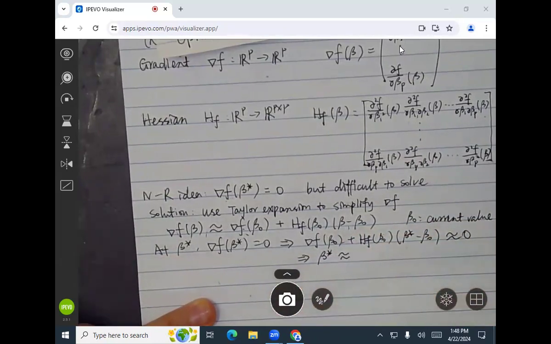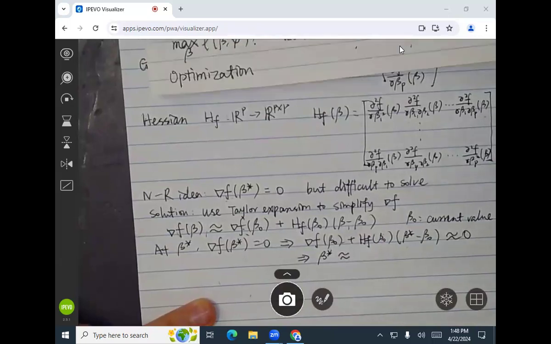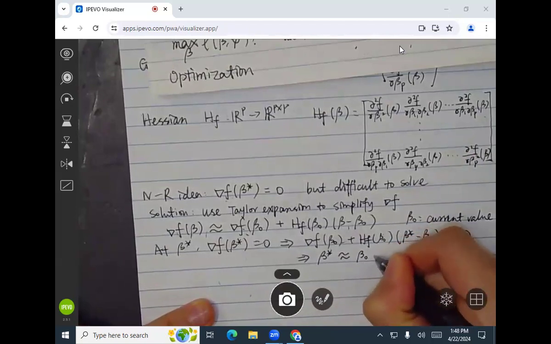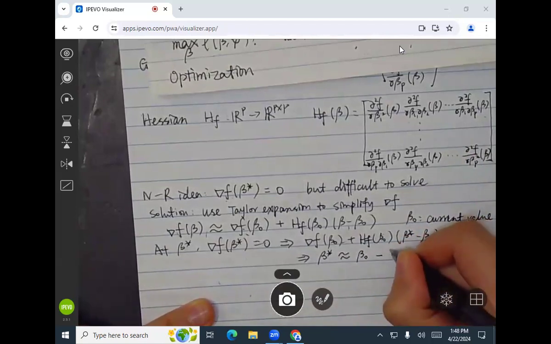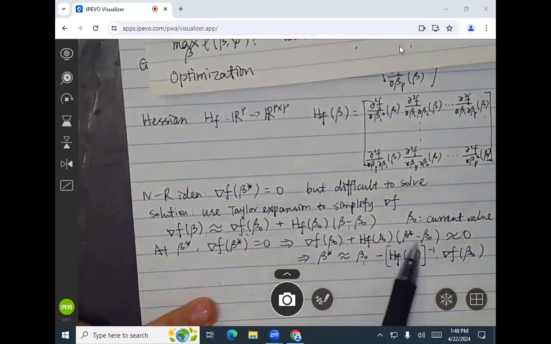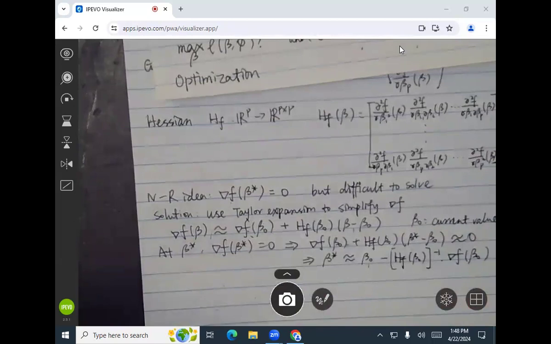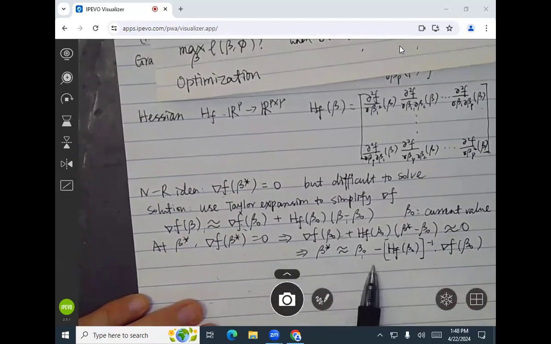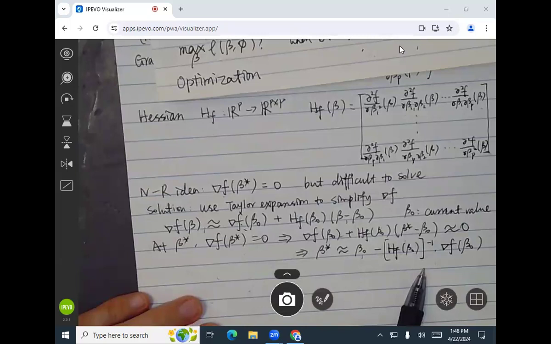Beta star is approximately beta 0 minus the inverse of the Hessian at beta 0 times the gradient f at beta 0. That's it. I'm just doing the algebra for this term. Expand it and then move the beta 0 to the other side and this to the other side. And then that's it. So this is the update. This is exactly the update rule in the Newton-Raphson algorithm.